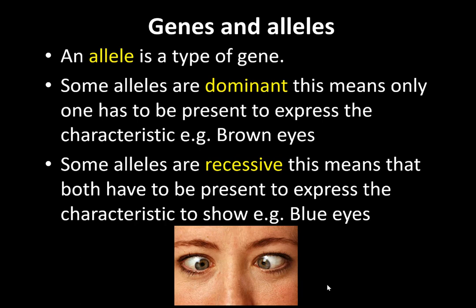Some alleles are recessive, and this means that both have to be present to express the characteristic. For example, blue eyes. It means that you would need to inherit from your mum a blue-eyed allele and from your dad a blue-eyed allele for you to have blue eyes. If you have a brown-eyed allele there, then that becomes the dominant.